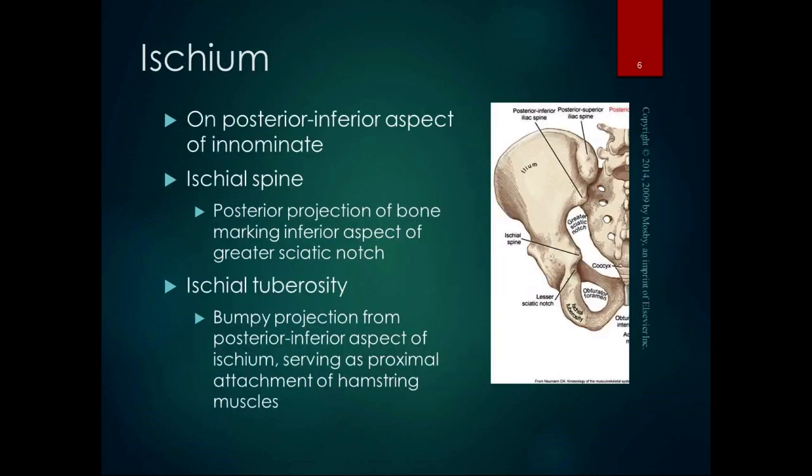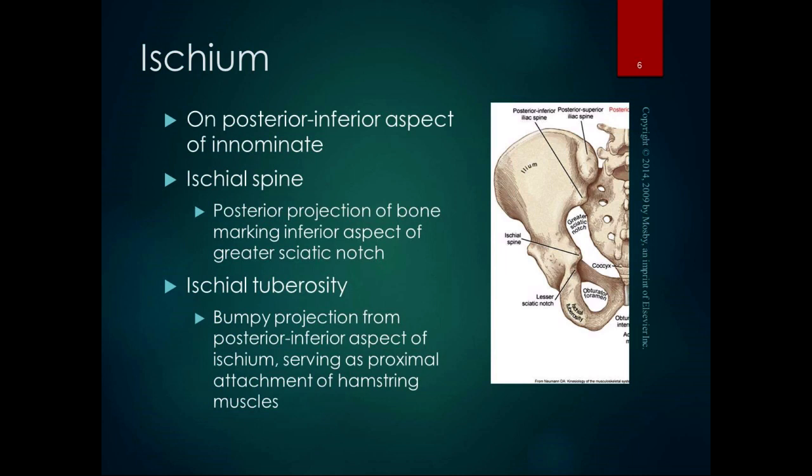The ischium is the posterior inferior aspect of the innominate. The ischial spine is a posterior projection of bone that marks the inferior aspect of the greater sciatic notch. So it's sort of the pointiest part on the posterior pelvis. In this picture, it doesn't look all that pointy, but when you get your hands on some bony models, it's super pointy.